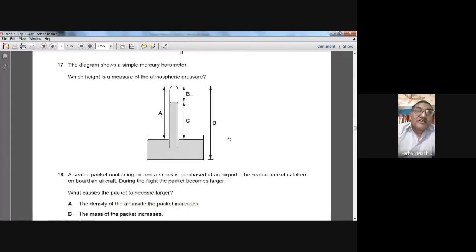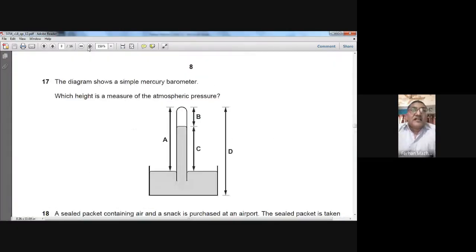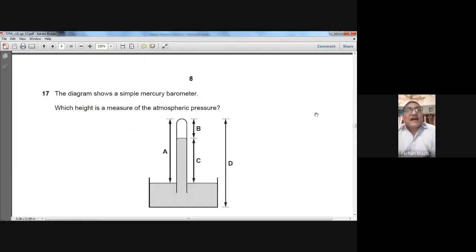Okay, we can increase the size. The diagram shows a simple mercury barometer, whose height is a measure of the atmospheric pressure. You know, the level of the mercury in the tube and the level of the mercury in the tray. The height of the mercury in the tube from the height of the mercury in the tray is actually the representation of the atmospheric pressure. So C is the choice. 17C is the choice.